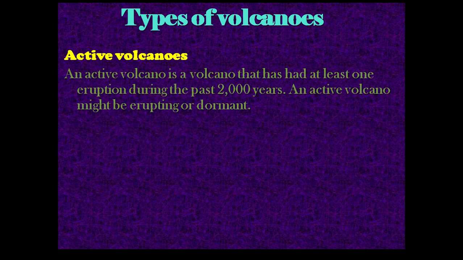Further, we will see types of volcanoes. First is the active volcano. You can see what an active volcano is. It is a volcano that has had at least one eruption during the past 2000 years. An active volcano might be erupting or it can be dormant.